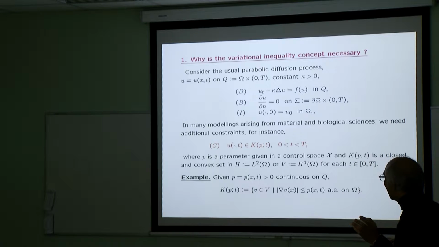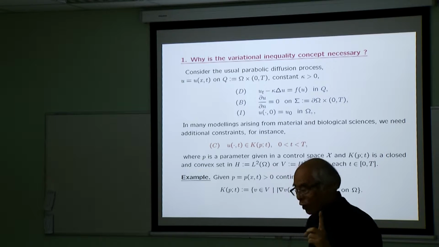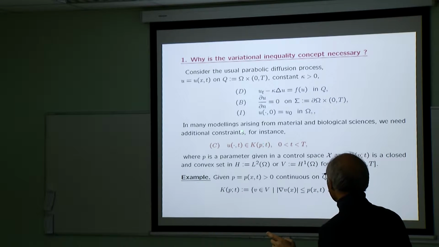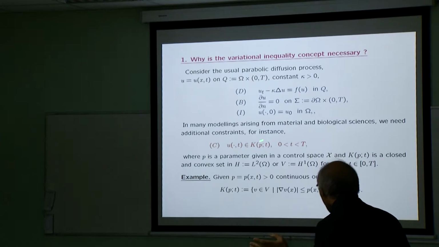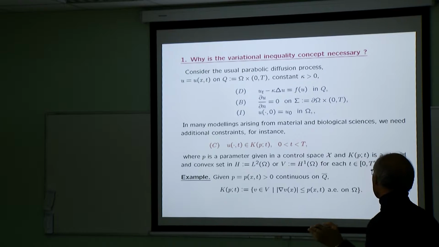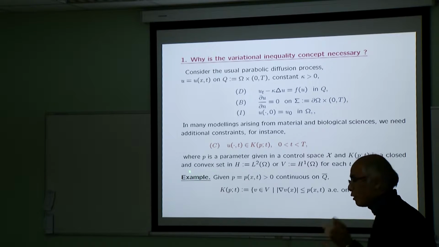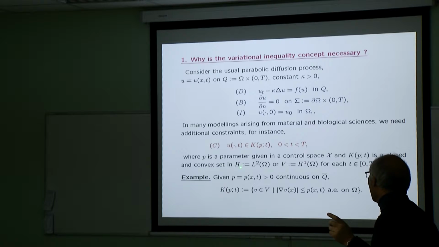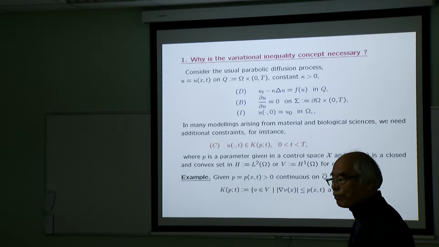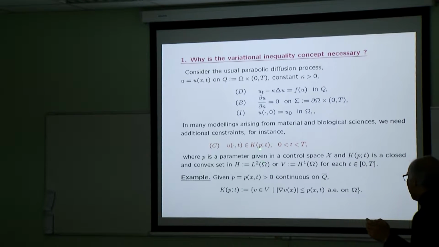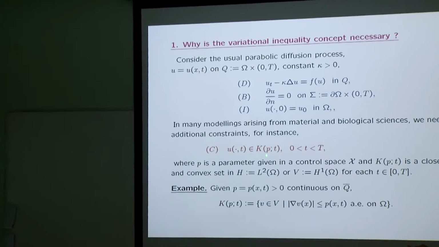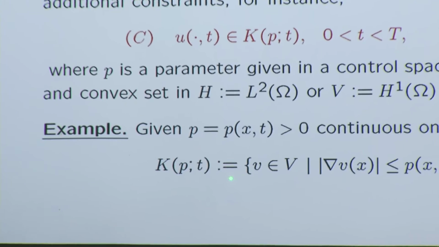But as I mentioned, we have additional constraints. For instance, the state of the process should be in some confined, some controlled set. Here K(p(t)) is a closed and convex set in, usually, H, which is in our case L2 or the usual Sobolev space H1. For instance, this convex constraint set is a typical example.